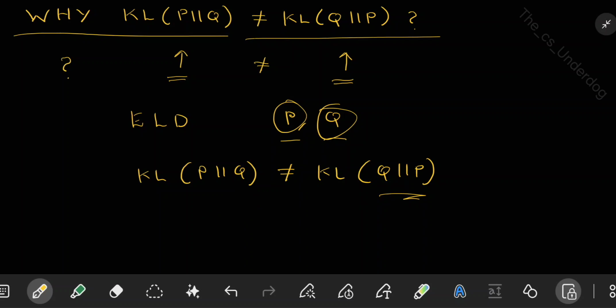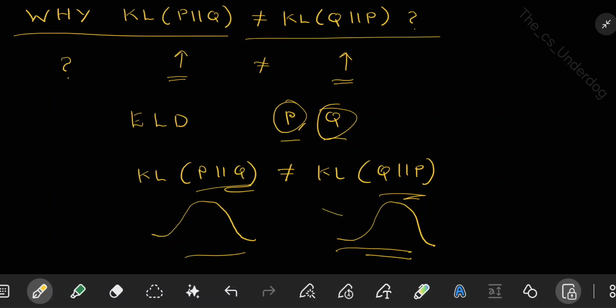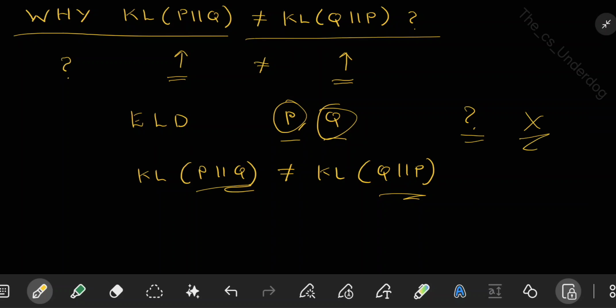This is a very common doubt. You know P is a distribution, you know Q is also a distribution. In the first case, you are finding how Q is different from P. In the second case, you are finding how P is different from Q. Then why are these differences not the same? How is it possible that these are having two different values? So this is what we are going to understand in this particular lecture. Why is it that these two things are not equal?